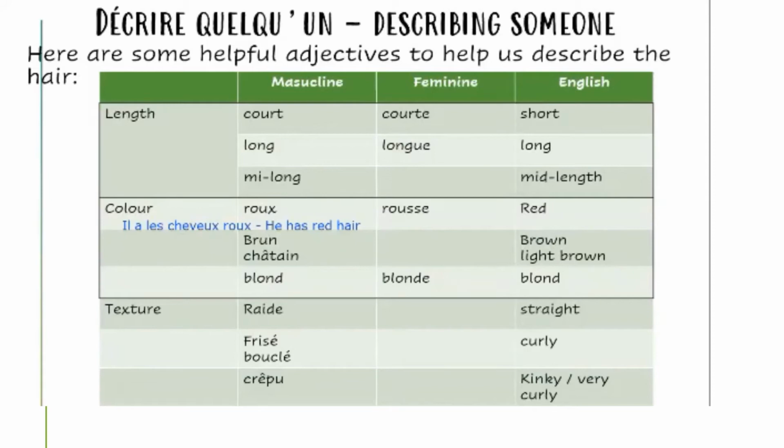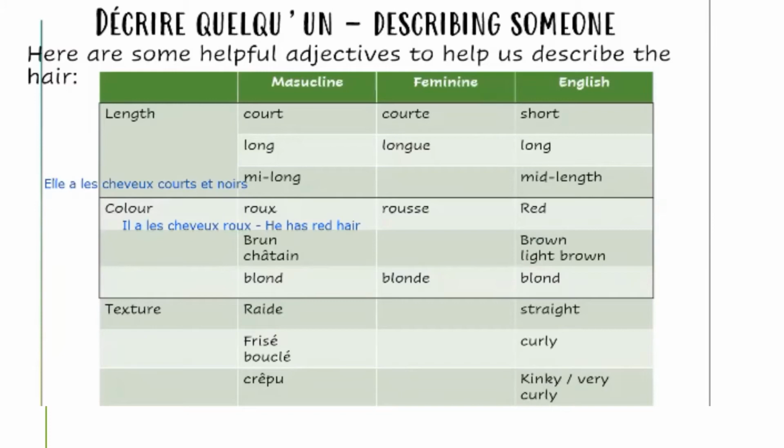So let's say we're saying she has short black hair. How do we say that? Elle a les cheveux courts, noirs. Very good. But work on the pronunciation. Elle a les cheveux courts et noirs. She has short black hair.